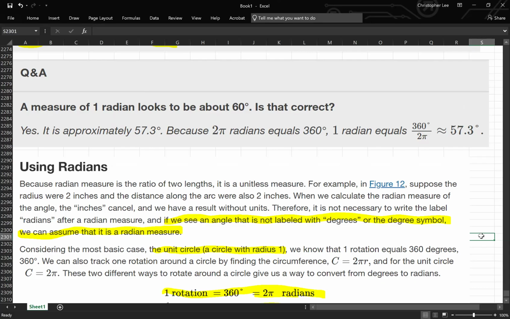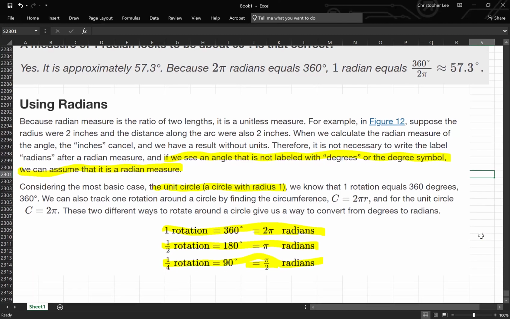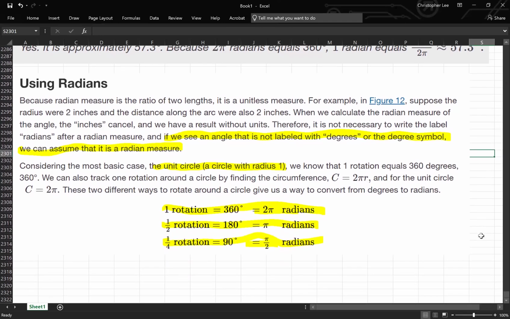Consider the most basic case, the unit circle, a circle with radius 1. We know that 1 rotation equals 360 degrees, right? We can also track 1 rotation around a circle by finding the circumference, right? Which is again 2 pi r. And for the unit circle, the circumference is actually just 2 pi, right? These two different ways to rotate around a circle give us a way to convert from degrees to radians. So 1 rotation, 360 degrees, is equal to 2 pi radians. Half a rotation is equal to 180 degrees, which is pi radians. 1/4 of a rotation is 90 degrees, which is pi over 2 radians. All right.